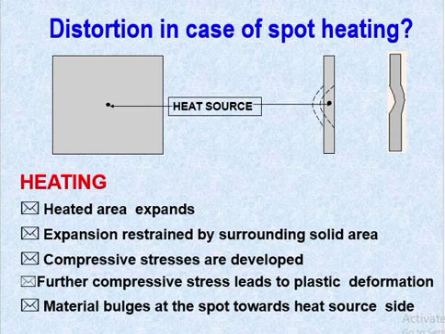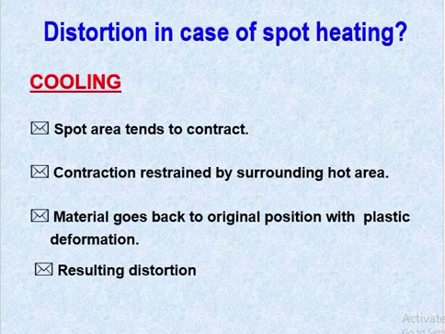After the compressive stress develops, what will happen? It will lead to plastic deformation. When there is plastic deformation, the metal will definitely bulge at the spot, towards the heat source side. So the bulge will be on the heat source side.